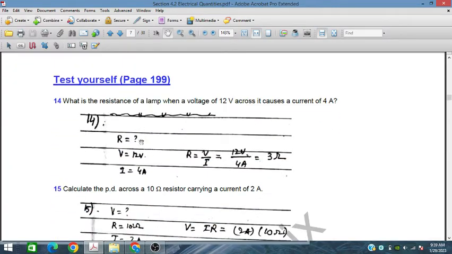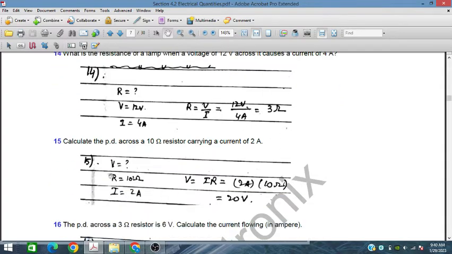Now we are discussing the Test yourself, page 199. What is the resistance of a lamp when a voltage of 12 volt across it causes a current of 4 amperes? So we are applying 12 volts and it causes a current of 4 amperes to flow. We have to find the resistance. V is equal to 12 volt, I is equal to 4 amperes. So resistance is equal to V upon I, 12 volt divided by 4 amperes, 3 ohms.